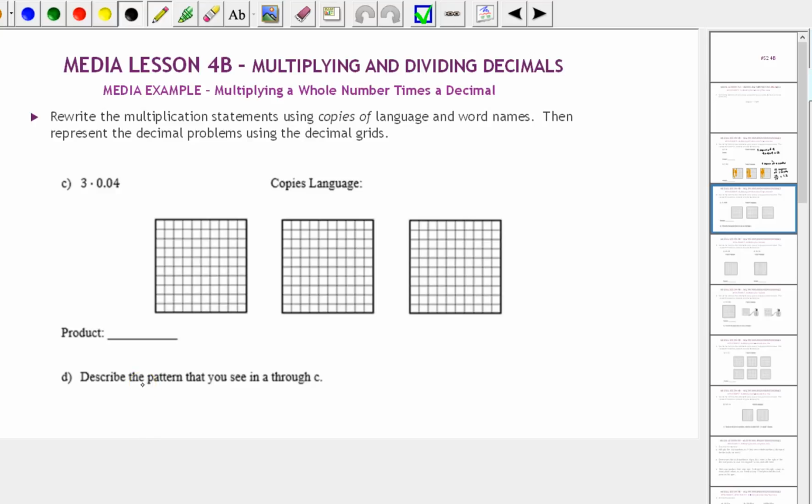So what do we do when we multiply a whole number times a decimal? Well, in each case, we get 12 something. What is that something, and how do we determine what that final unit, fraction, or place value is?